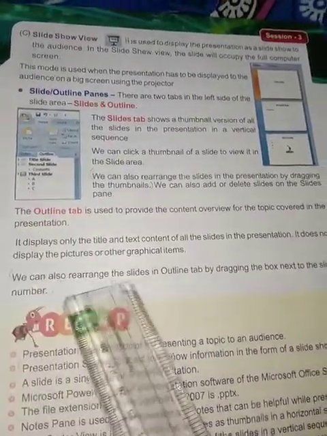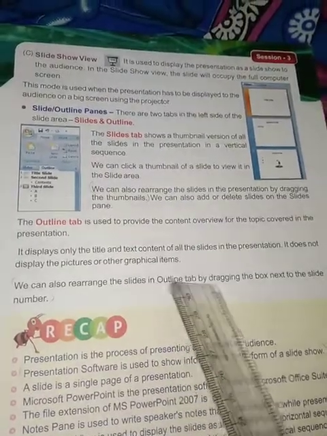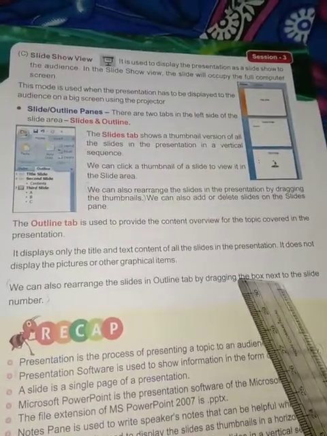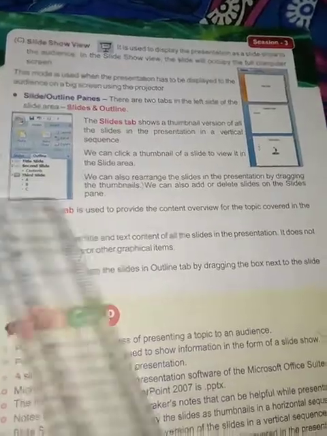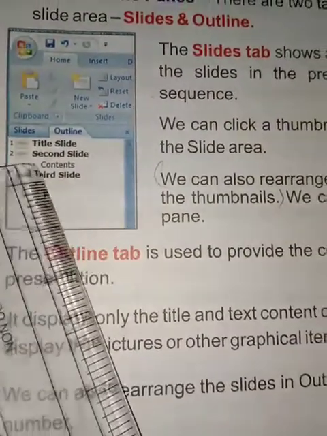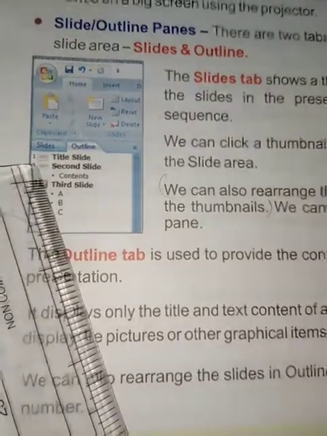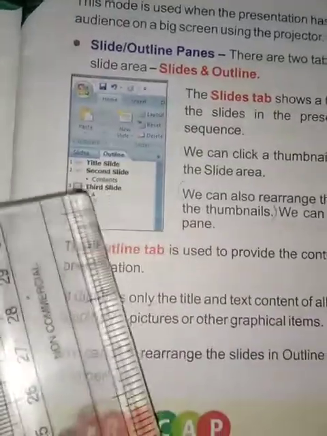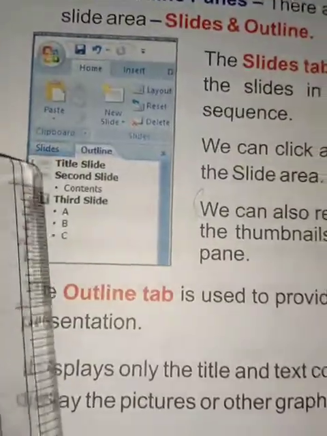We can also rearrange the slides in the outline tab by dragging the box next to the slide number. So you can rearrange this by dragging near the slide number. This is the slide number 1, 2, 3.